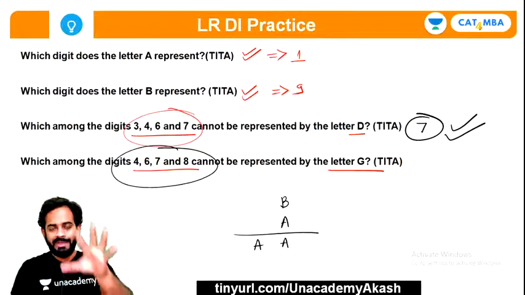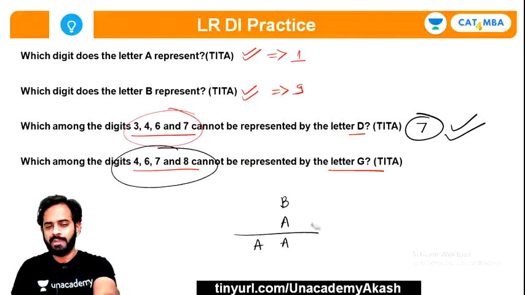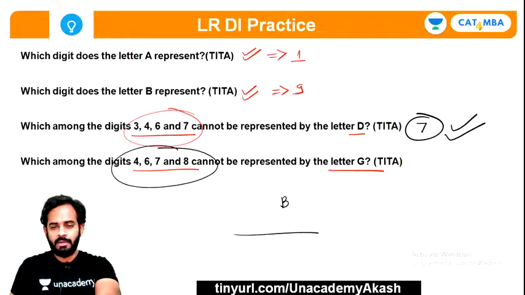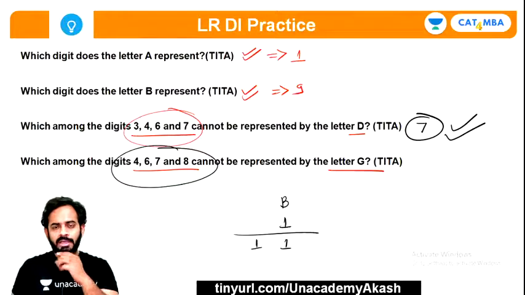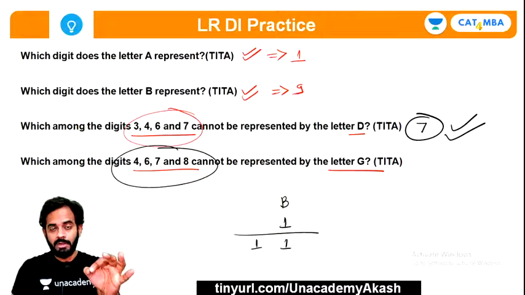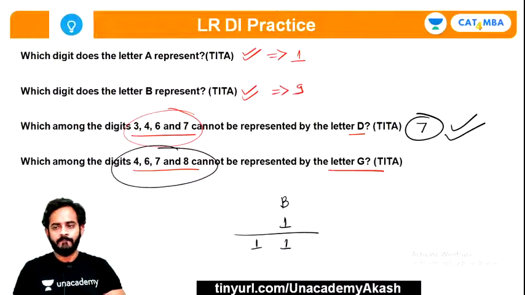Now let's try to do one thing. Instead of A, I'll put 1 over there because we already know the value of A is 1. So instead of A, let's write down 1 over there. So basically B plus 1, you got 11. Now just tell me one thing. Is there any digit available in which if you add 1 you'll get 11? Just tell me quickly, Anjana. Is it possible?